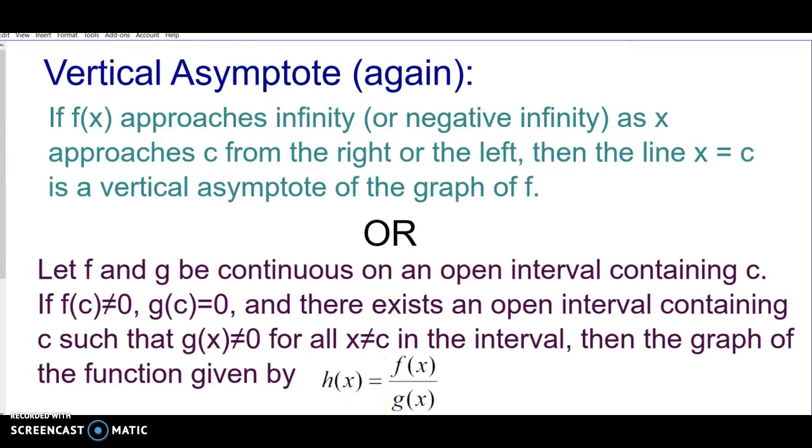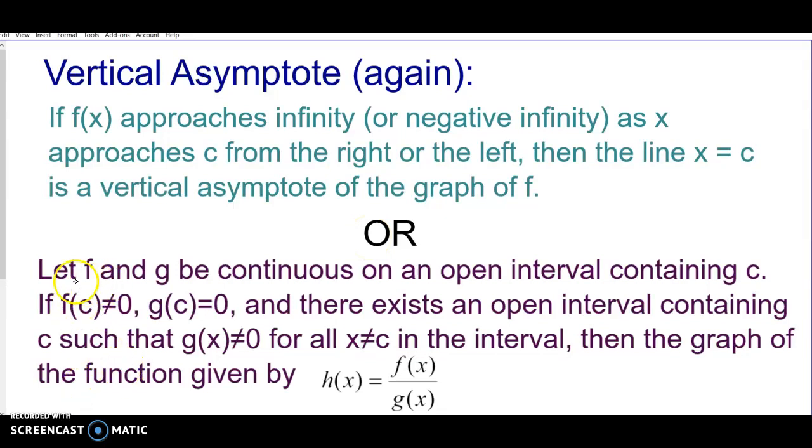So let's talk about vertical asymptotes. Remember, vertical asymptotes exist in rationals. We also studied and saw vertical asymptotes in logs. It says here, if f of x approaches infinity or negative infinity as x approaches c from the right or the left, then the line x equals c is a vertical asymptote of the graph of f.